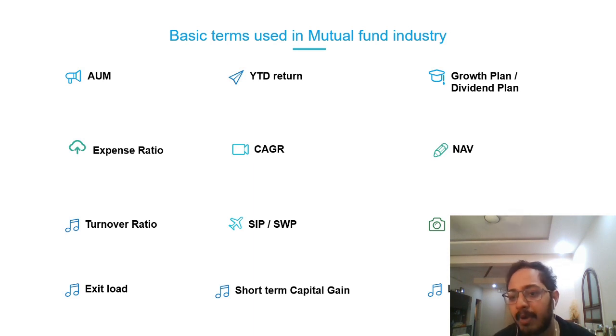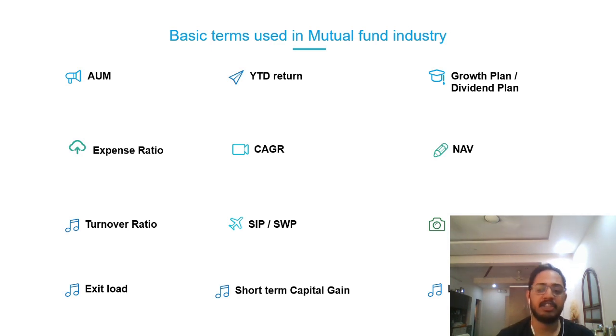Now let's look at growth plan and dividend plan. Growth plan is a plan in which your returns are reinvested into the mutual fund. And in dividend plan, the returns are paid back. So the NAV of growth plan is always higher than the NAV of a dividend plan.